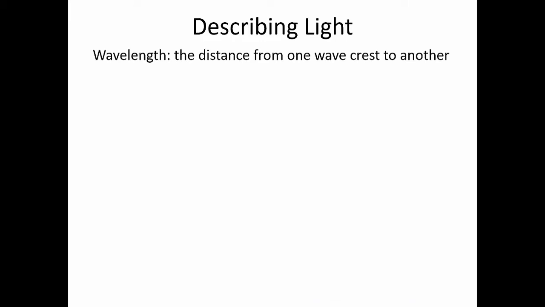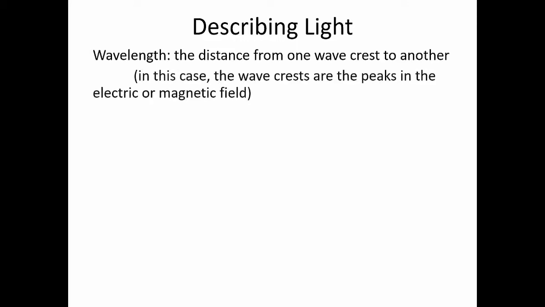Wavelength is one of the terms we use to describe light. It's the distance from one wave crest to another. And in this case, the waves themselves are electric and magnetic fields, and the distance from one crest to another would be the distance from a maximum of the electric field to the next maximum of the electric field, or the magnetic field. They both have the same wavelength for a particular light wave.